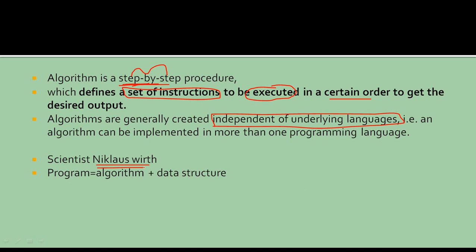Then there is a program. A program is nothing but a set of instructions to perform a certain kind of operation, where a program consists of an algorithm and data structures. That means the algorithm is the step-by-step execution and the data structures are the values or something like that. Okay.